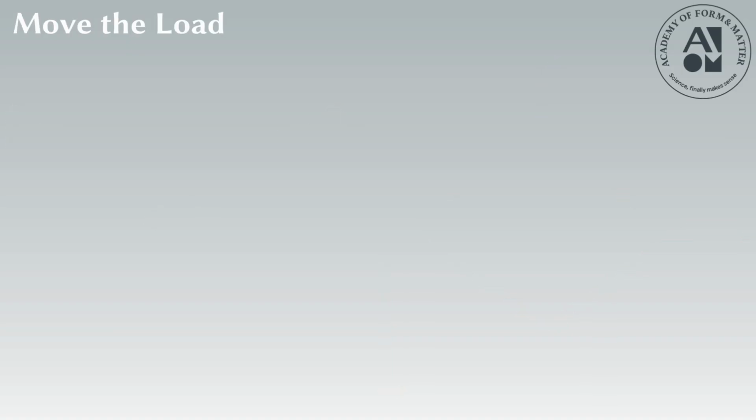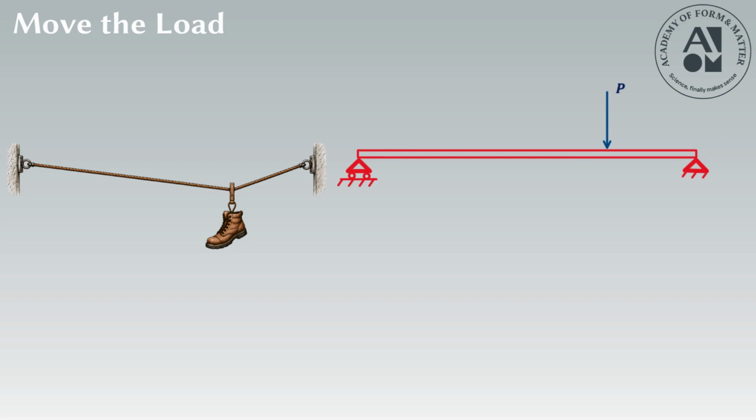Let's move the load. Suppose we move the boot toward the right support. The rope immediately changes shape. One segment becomes steeper. The other becomes flatter. Now think about a point load on a beam. When the load moves, the bending moment diagram changes in exactly the same way. The peak moves. The slopes change. The entire shape adjusts. The rope is not merely similar to the bending moment diagram. It behaves like the bending moment diagram.